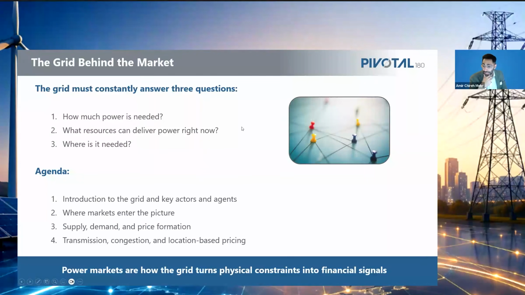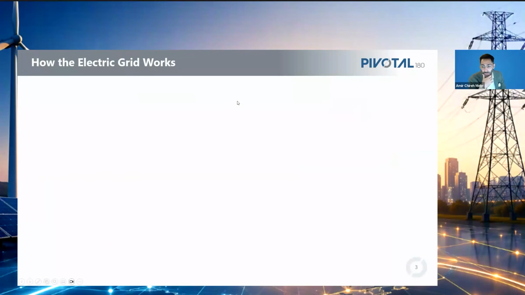So ultimately, that's going to boil down to helping us answer the question of how markets are turning physical constraints, the physics of electricity, of power lines, of generation, of delivery, into financial signals that mobilize the resources we need to meet demand in real time in light of real world constraints. So to do that, let's start with the grid itself.